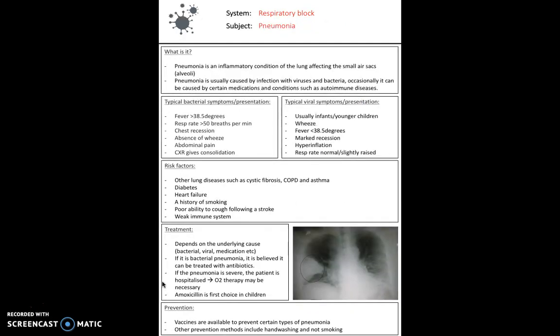Pneumonia, this is an inflammatory condition of the lung affecting the small air sacs, so the alveoli. It's usually caused by either a virus or a bacteria, and the presentation is slightly different, particularly in children. Occasionally it can, however, be caused by medications and conditions such as autoimmune diseases. So a bacterial presentation would be where your fever is greater than 38.5 degrees, the respiratory rate's over 50, and you can observe wheeze, chest recession and abdominal pain.